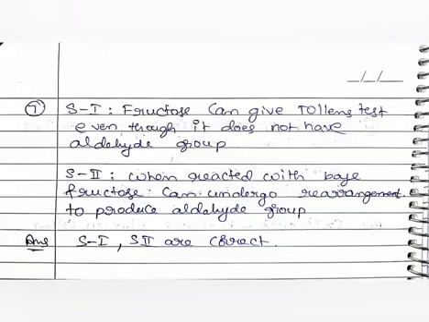Statement 1: Fructose can give Tollens test even though it does not have an aldehyde group. Statement 2: When it reacts with the base, fructose can undergo rearrangement to produce an aldehyde group. Yes, it's correct. In presence of alkaline medium, fructose rearranges. In the rearranged structure, fructose has an aldehyde group, hence it gives Tollens test.